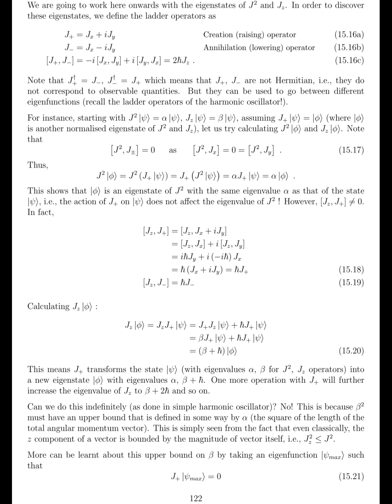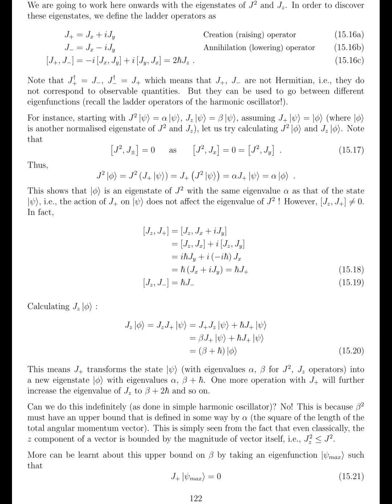Quick recap of where we were yesterday. I assume that the raising operator acting on that state psi takes me to some other eigenstate of J squared and Jz. I call that phi. So what we want to know is what happens when J squared acts on that state phi and Jz also acts on that phi.